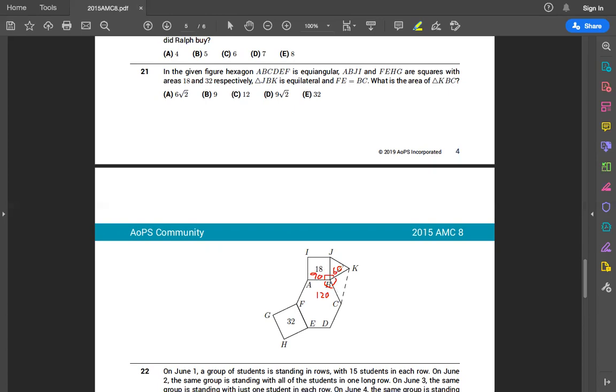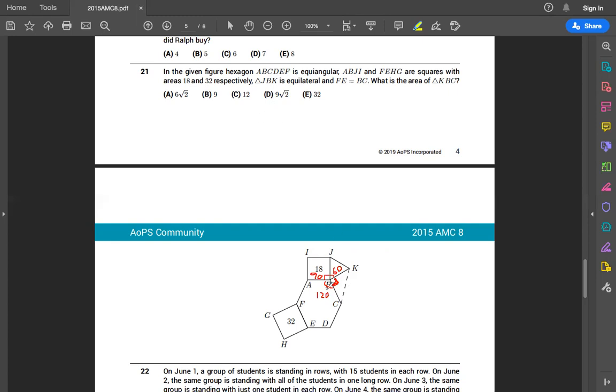So if we add these 3 up, we'll get 270, which leaves 90 degrees for KBC. Because we know there has to be 360 degrees when you go all around the point. Okay, so now we have an idea of what to do. We can find KB and BC. We can use base times height divided by 2.